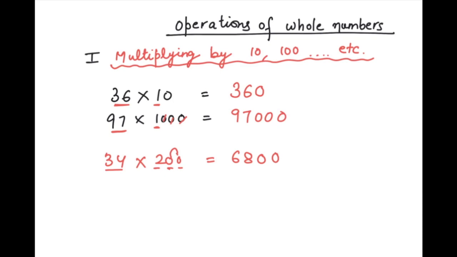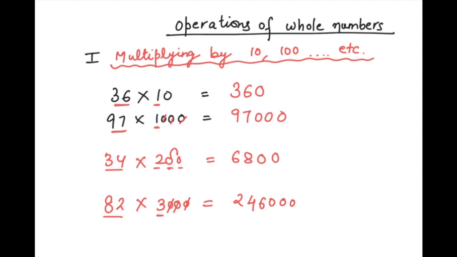Now one more question. 82 times 3000. So it will be 82 times 3. It will be 246. And then how many zeros? 1, 2, 3.